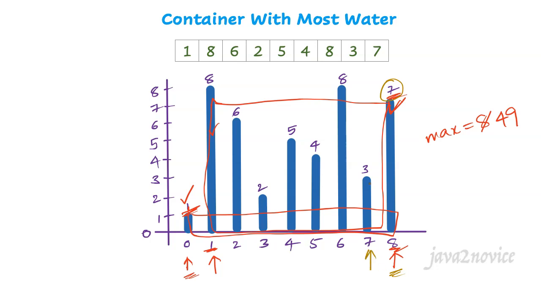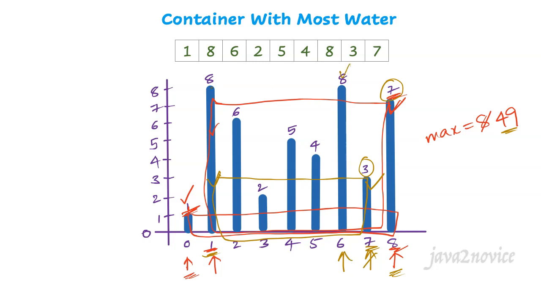Since 3 is the shortest between these two lines, this is the possible container it can form. The width is 7 minus 1, which is 6. The area is 3 multiplied by 6 equal to 18. Since 18 is less than 49, no need to update this value here. Now, since 3 is the shortest height, let's move this pointer one position here. Now the pointer will be here.